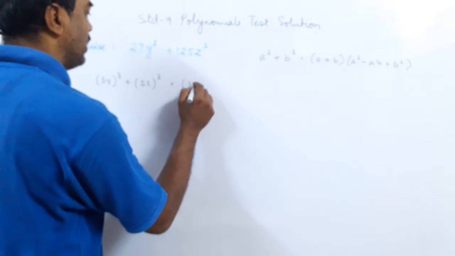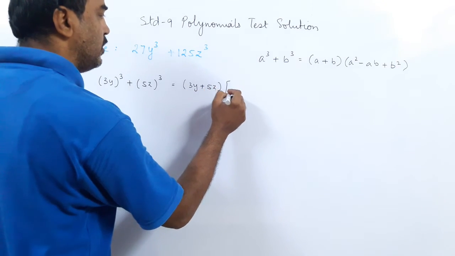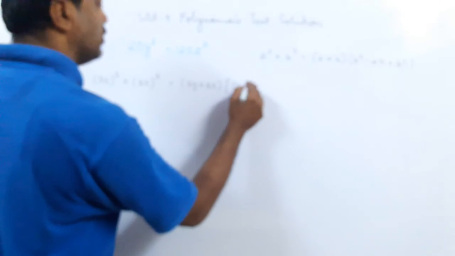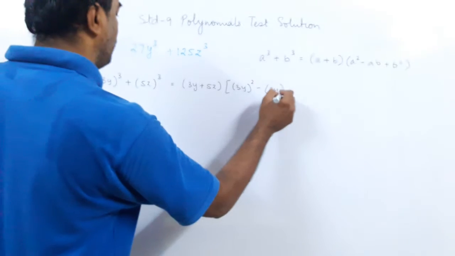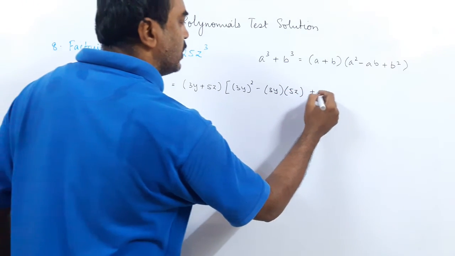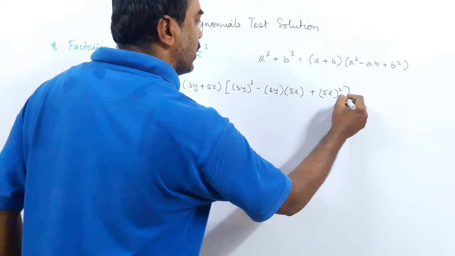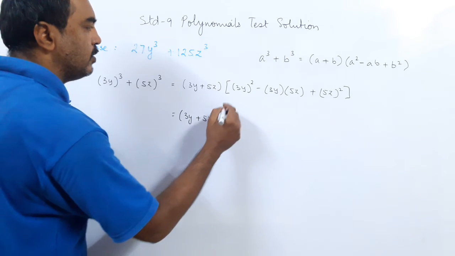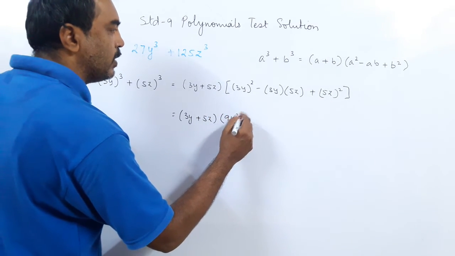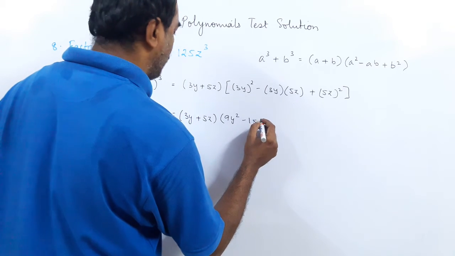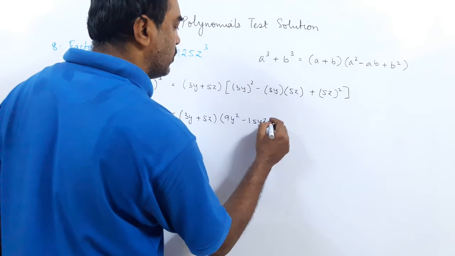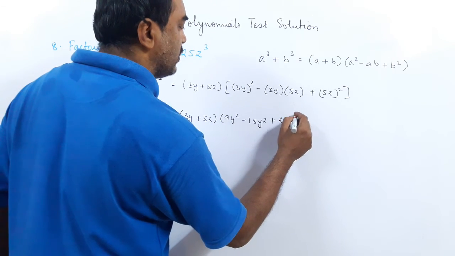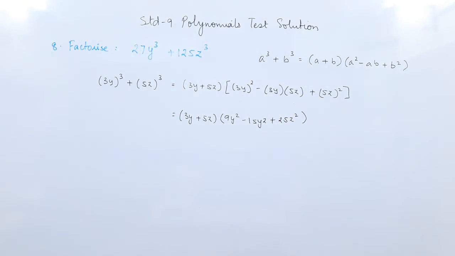So the answer is (3y plus 5z) into (3y the whole square minus 3y into 5z plus 5z the whole square). So 3y plus 5z, and what is 3y the whole square? 9y square, and 3 fives are 15, minus 15yz plus 25z square. Very simple sum. I asked this very simple sum for 3 marks. I hope you have scored all the 3 marks in this sum.